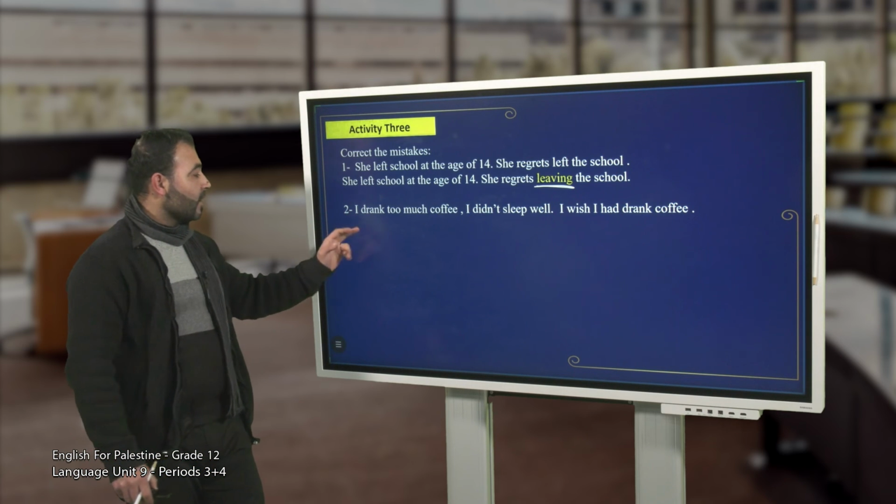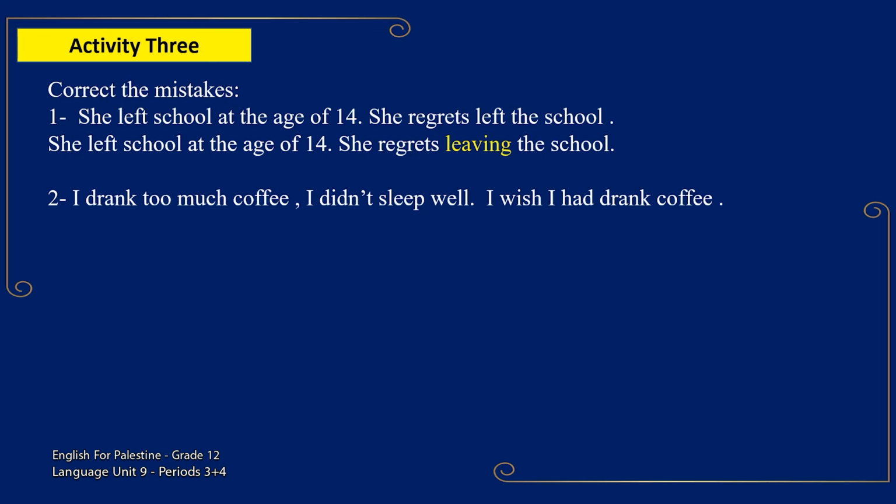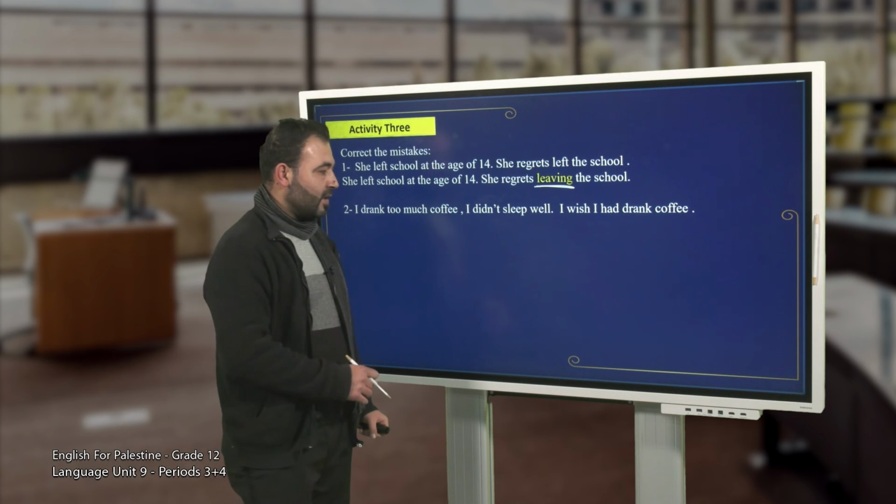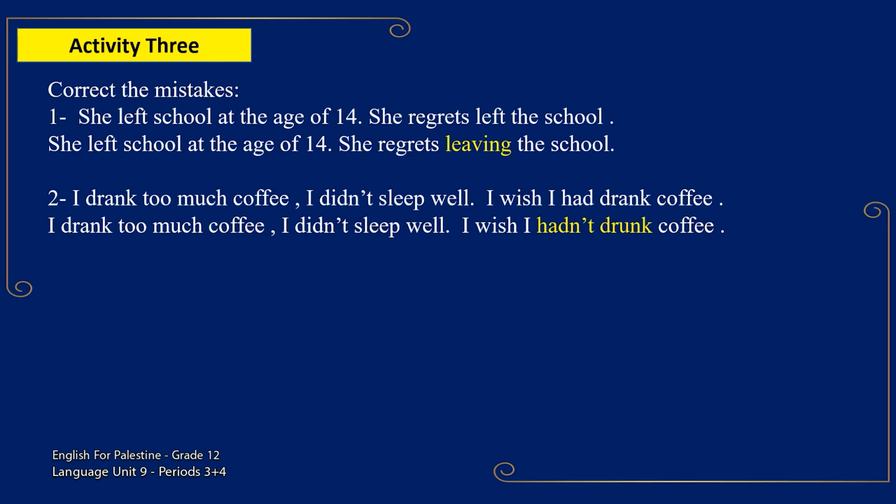Number 2, I drank too much coffee. I didn't sleep well. I wish I had drank coffee. I wish I had drank. I'm sure you got it. Yeah, I drank too much coffee. I didn't sleep well. I wish I hadn't drunk. The past participle form, not the V2.